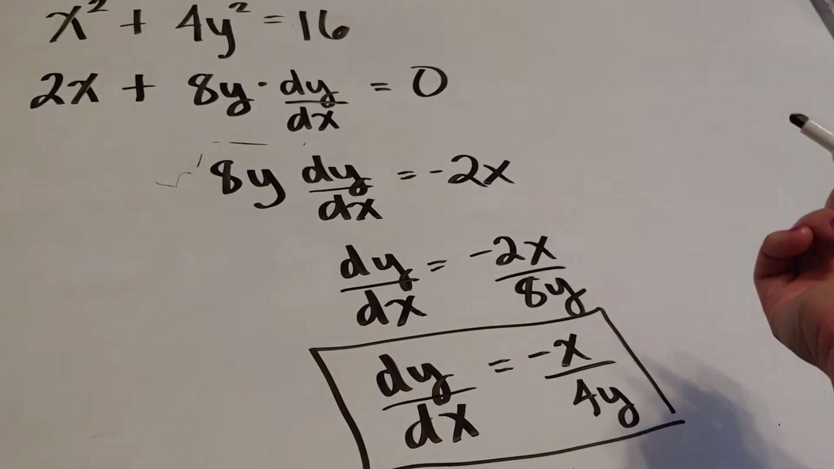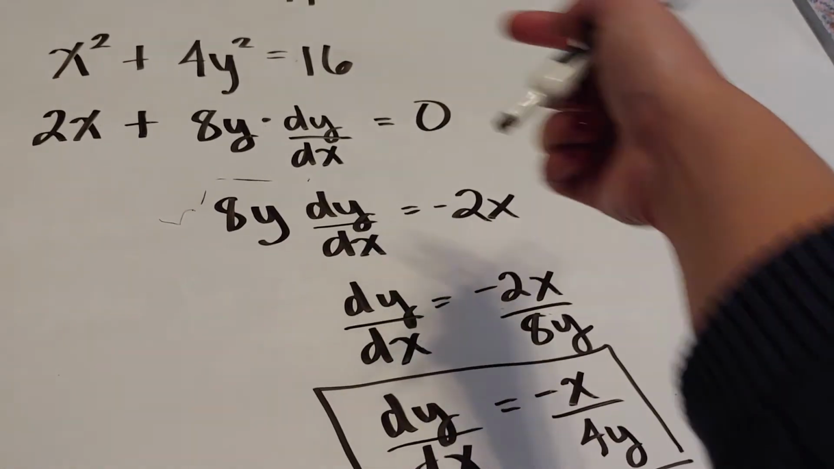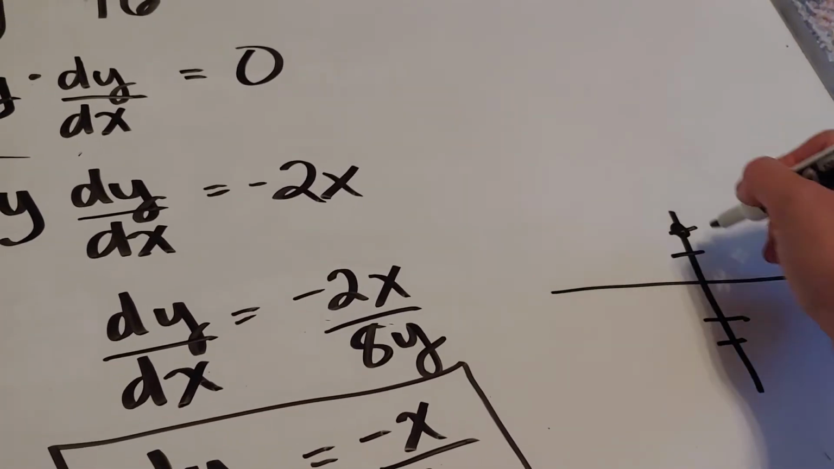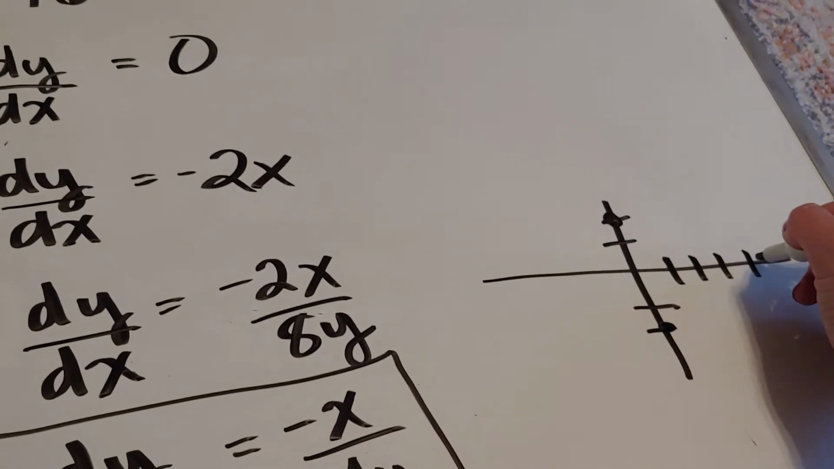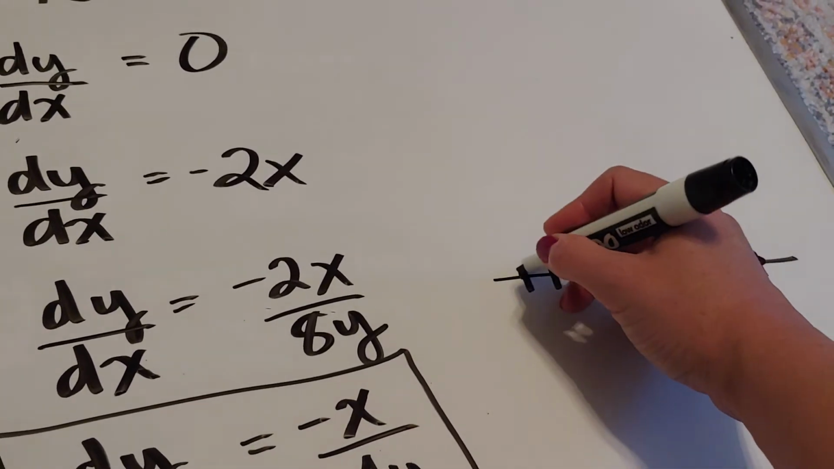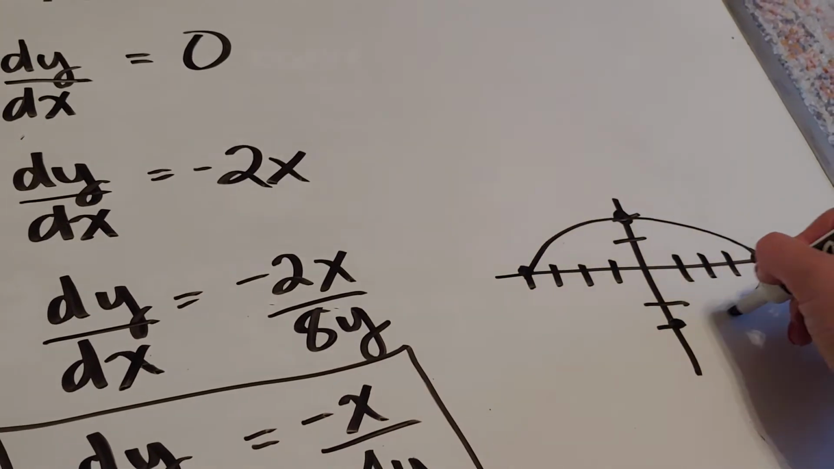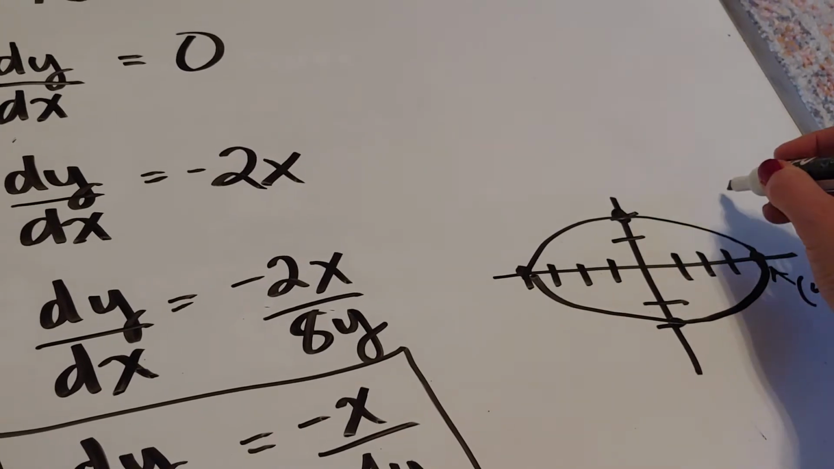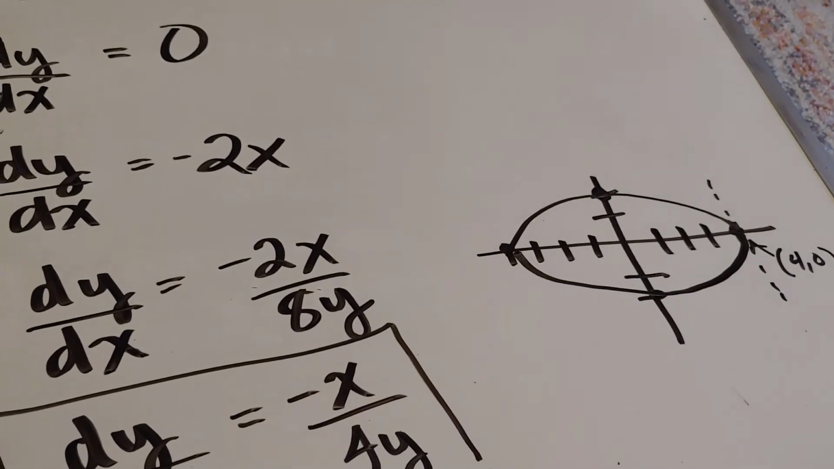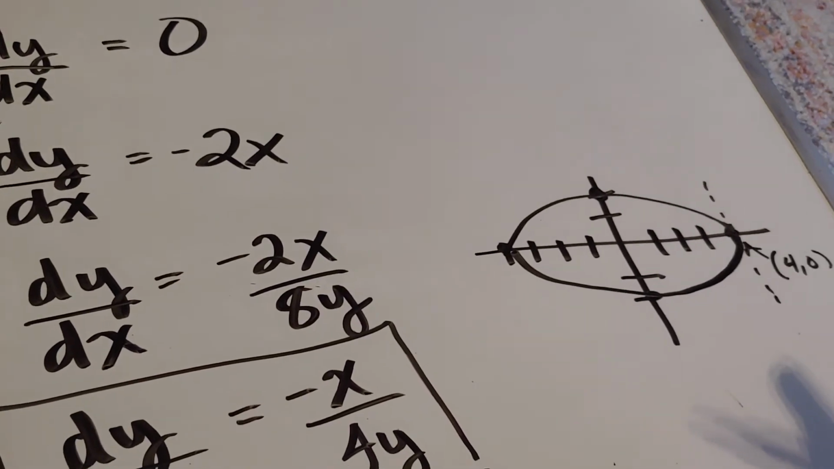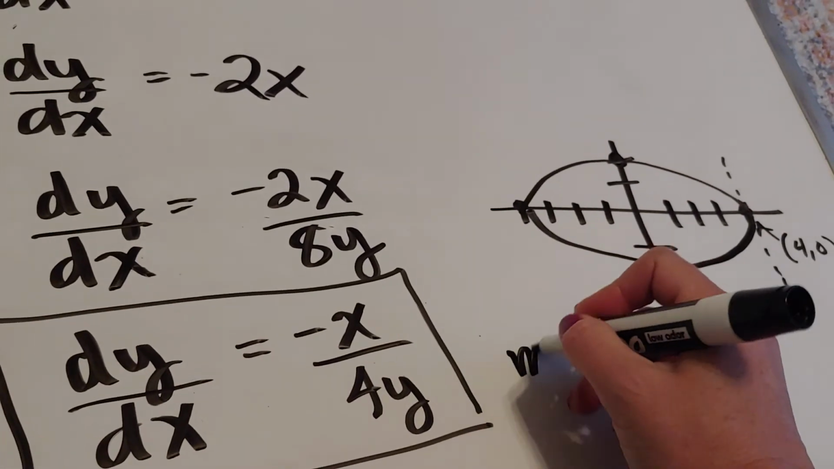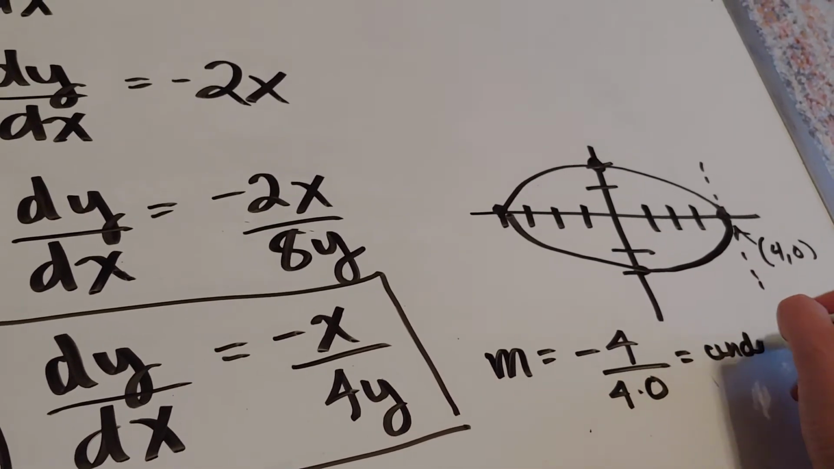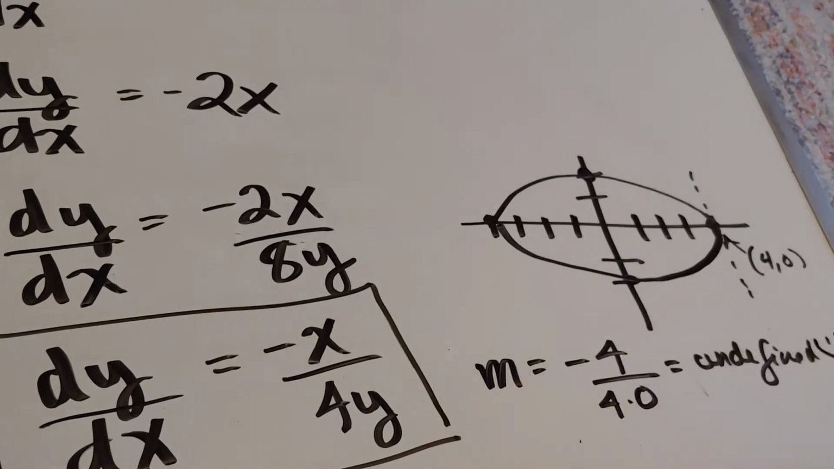So x squared plus 4y squared equals 16. If you graph that in Desmos, what you'd get is 2 in the y, 4 in the x. So if I was talking about this point (4, 0), think about this tangent line at (4, 0). Yep, it's vertical. It's a vertical tangent line. Vertical lines have undefined slope. So notice what happens when I plug in 4 and 0 into this equation. I get undefined slope. So it does in fact work.